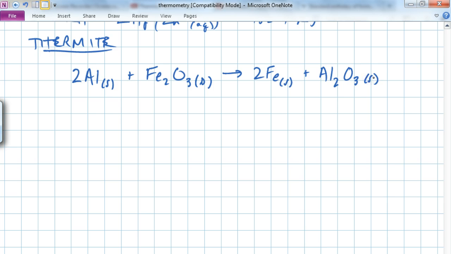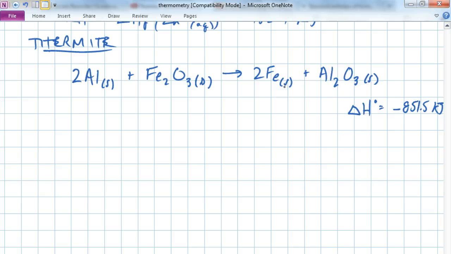Very exothermic reaction. This is the reaction here. Basically, it's what would be called a single replacement or a single displacement reaction, with the aluminum replacing the iron in the oxide. And we've got delta H for that reaction under standard conditions being negative 851.5 kilojoules. So that's a substantial amount of heat being given off, and it is enough heat to result in liquid iron at the end.